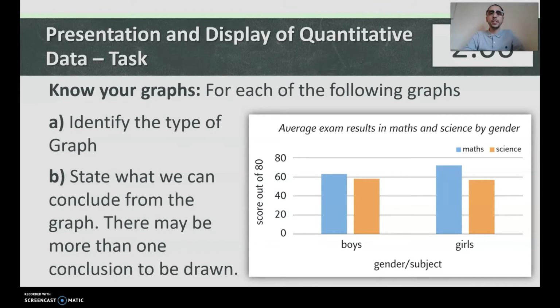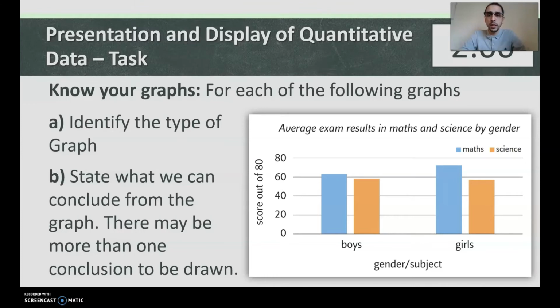Okay, identify the type of graph. Here we've got average exam results in maths and science by gender. So we can see the boys on the left, the girls on the right, the maths is in blue and the science is in orange with a score out of 80. Identify the type of graph. What type of graph is that? Let's find out. B, state what we can conclude from the graph. There may be more than one conclusion to be drawn.